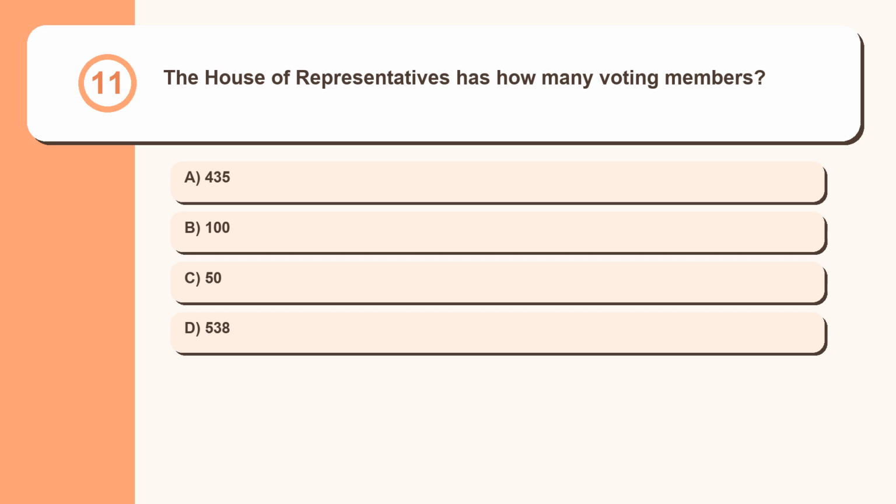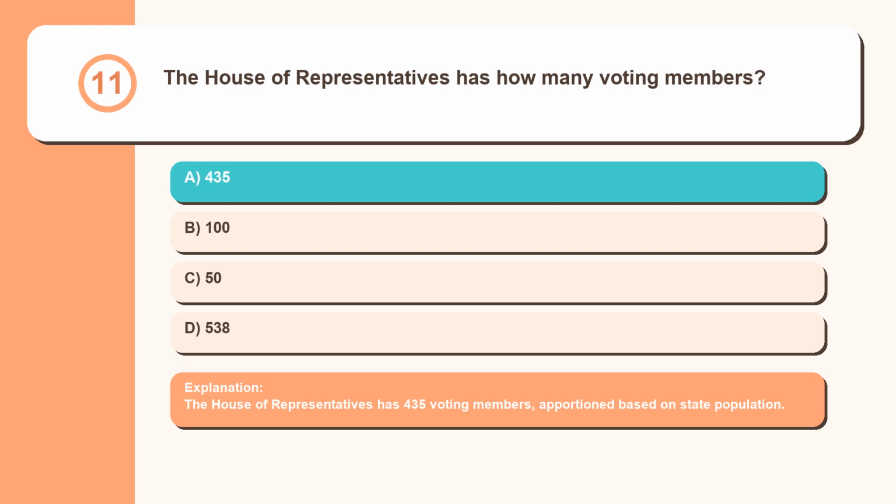Question 11. The House of Representatives has how many voting members? 435, 150, 538. The House of Representatives has 435 voting members, apportioned based on state population.